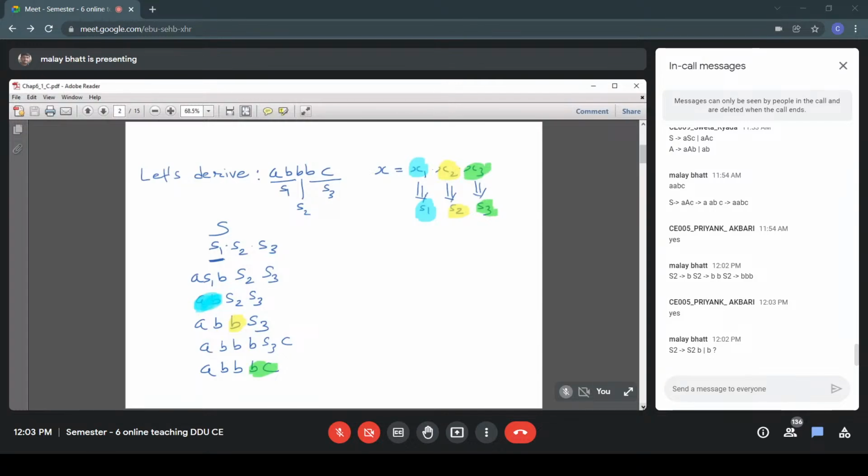And to derive any string X, we have to take it as X1 into X2, we have to partition it. And we are able to derive the X1 string from the L1 language, and the X2 string will derive from the L2 language.